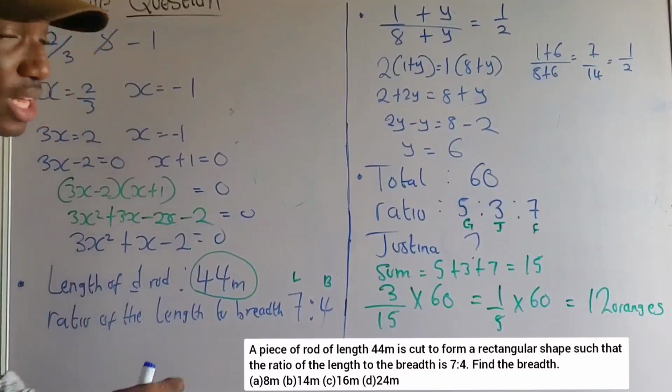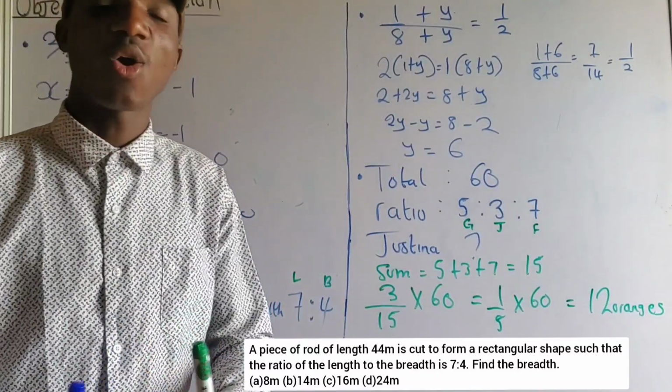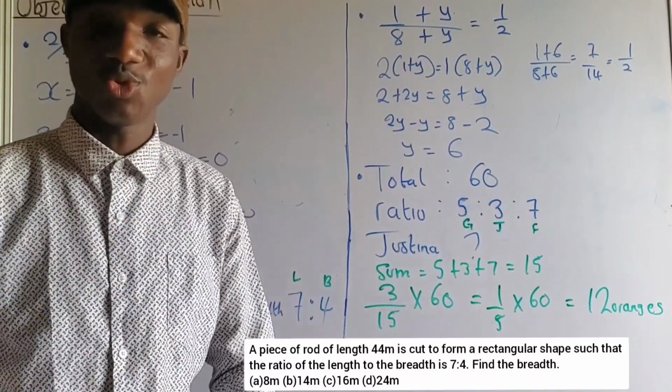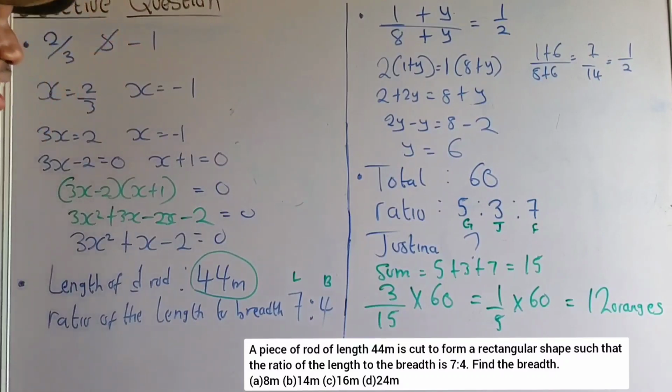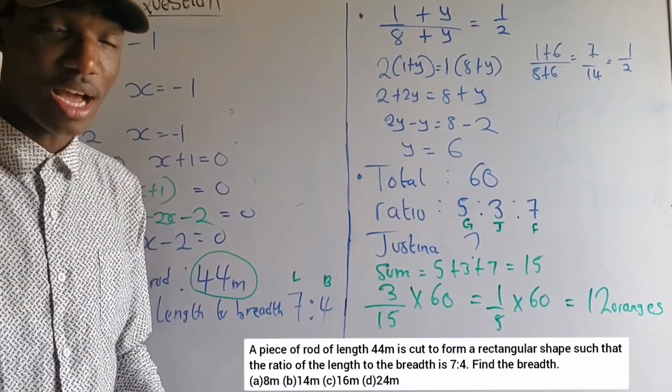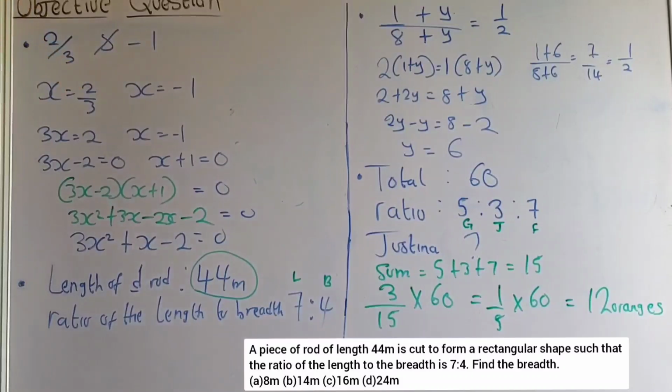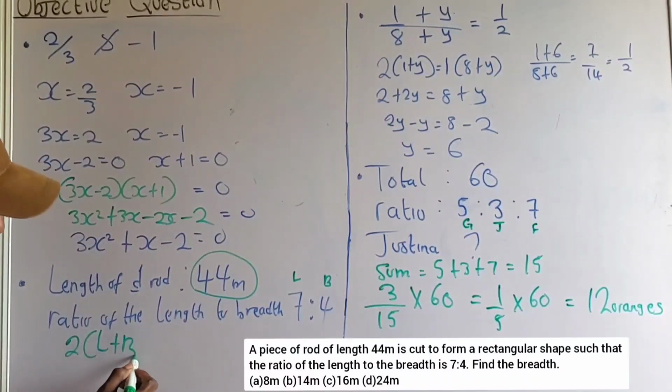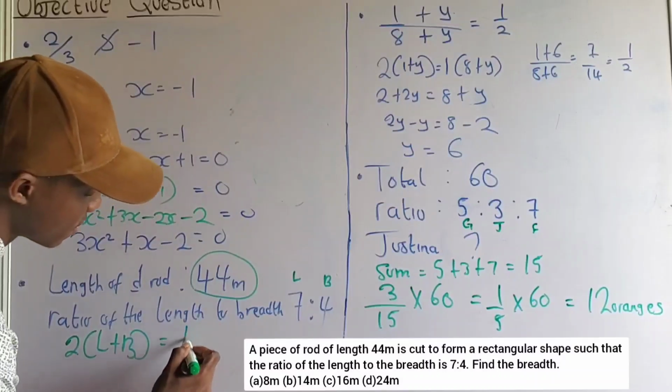So that means that the total length of that wool is the perimeter of the rectangle that was formed. Do you understand? The reason why I emphasize on that is because we're going to use the perimeter of a rectangle formula. Are you getting it? Since the total length of the piece of rod is this, that means that the perimeter of the piece of rod is 2 multiplied by L plus B equals to 44.